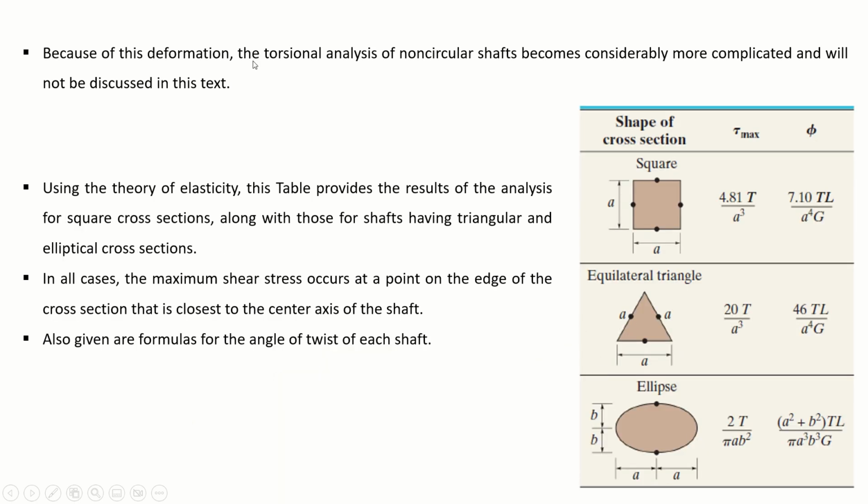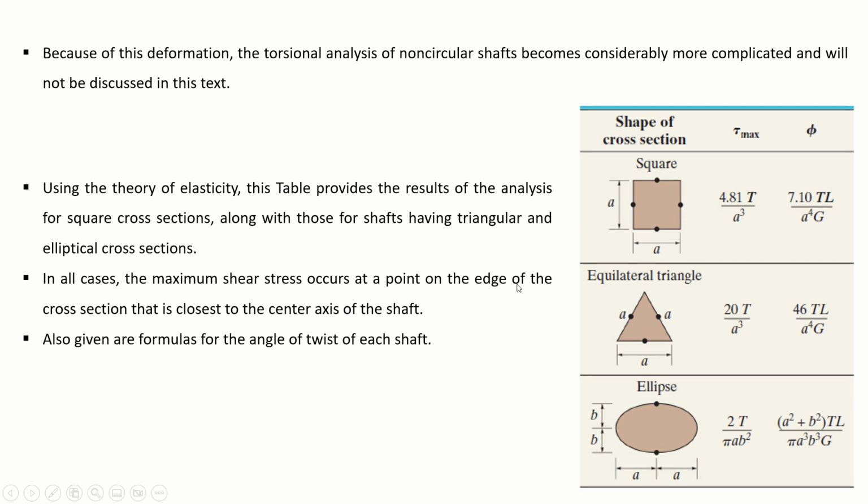So because of this deformation, the torsional analysis of non-circular shafts becomes considerably more complicated and will not be discussed in this text, right? At this level, we cannot find out the formulas and the methods because they are too complicated. So simply using the theory of elasticity, the table I have provided gives the results of the analysis for square cross section, right? Along with those for shafts having triangular and elliptical cross sections.